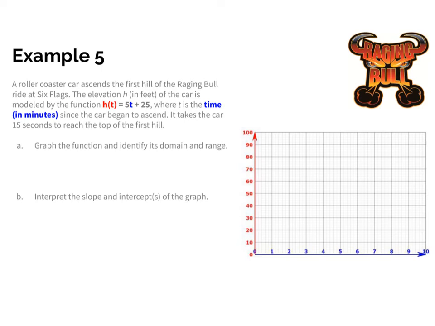So our goal is to take this equation written in function notation, written in slope-intercept form, first to graph it and then to identify domain and range. So to recognize first the graph of the equation, y equals mx plus b. Notice it's written in function notation, so instead of y, we have h of t equals 5t plus 25. So don't get fooled, but our slope here would be 5, and our y-intercept here would be 25.